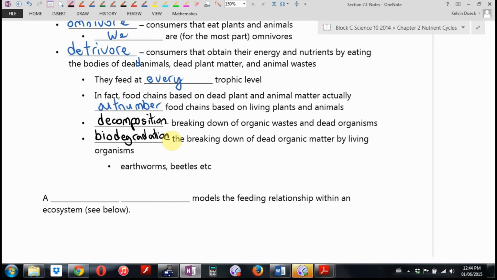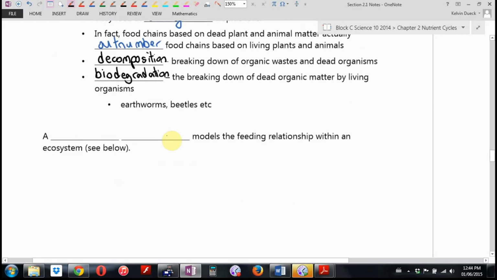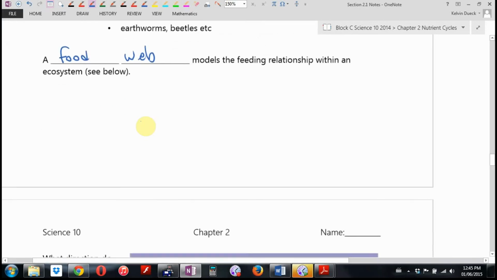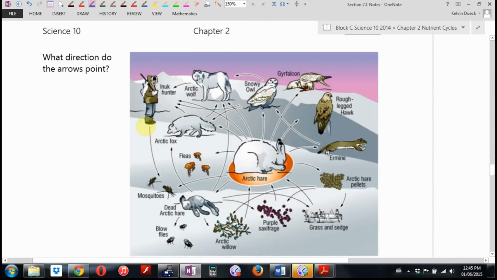Okay. Well, these are very complicated, because depending on how far you want to zoom out, you can have hundreds and thousands of species. So here's a simplified version. What we'll do is create something called a food web. This models the feeding relationships within an ecosystem. I said, see below, I put it on the next page.